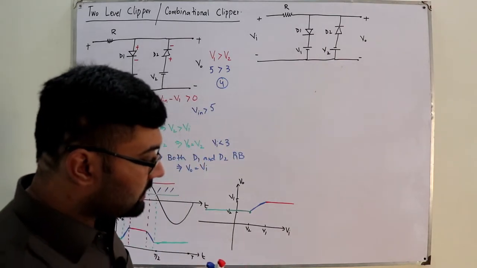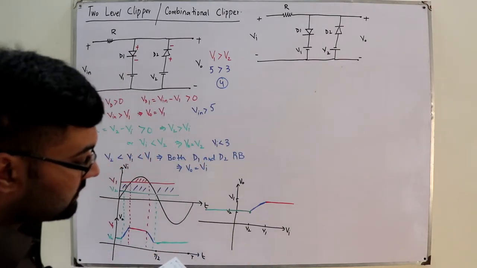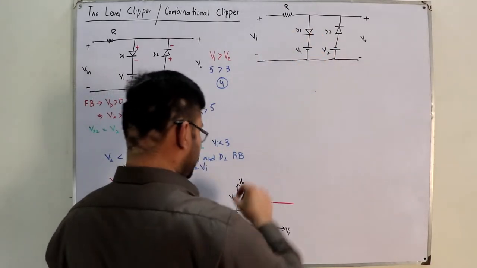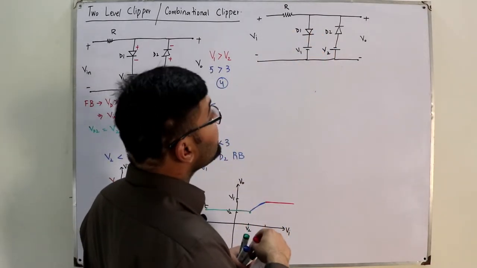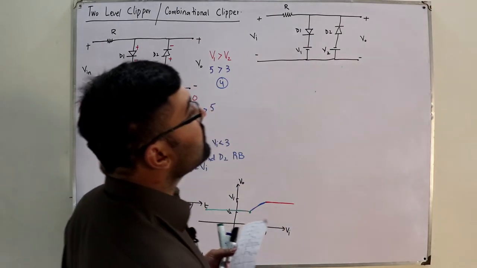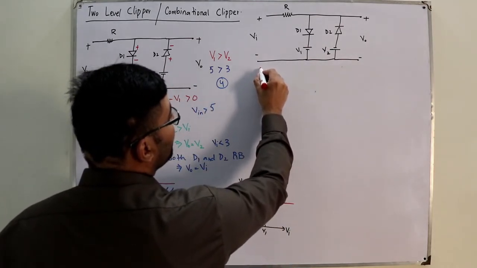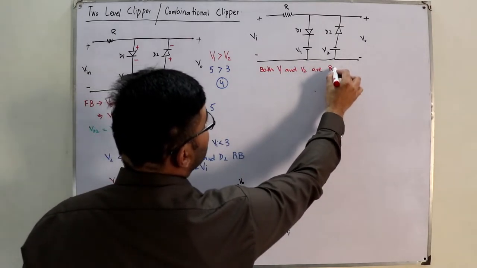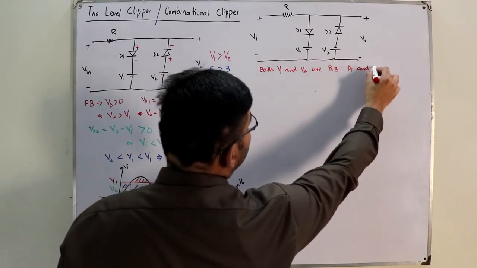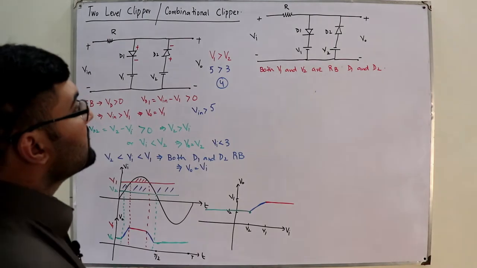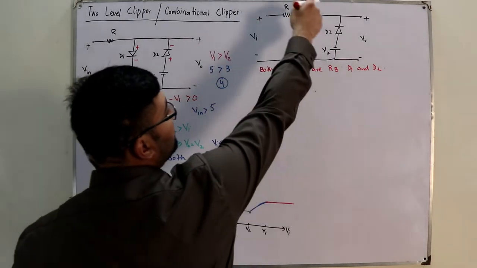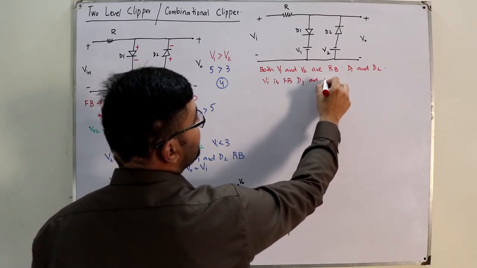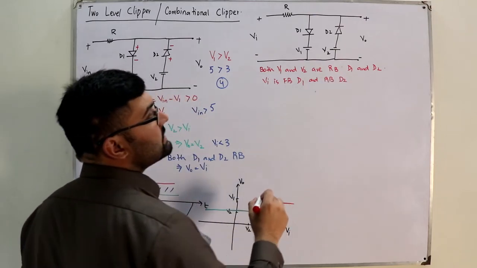Let's say, what happens for this? First, have a look for this. So this plus is connected to N side. V1 is reverse biasing the diode D1. And similarly, this negative is connected to P side. So this is also reverse biasing D2. So both V1 and V2 are reverse biasing D1 and D2, isn't it? It is. And the input voltage is forward biasing D1 and it is reverse biasing D2. Isn't it like this? It is.